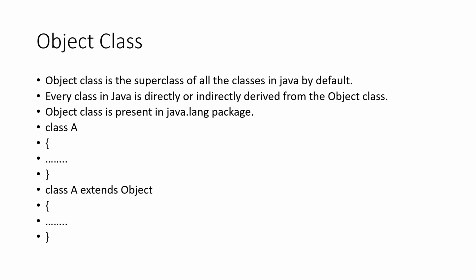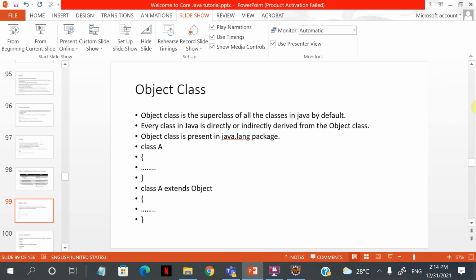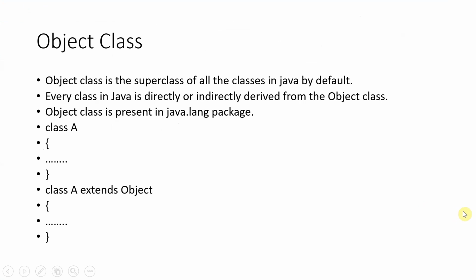Object class is basically the super class of any class in Java by default. Any class that you create, every class. So basically object class is the super class of all the classes in Java. All classes are directly or indirectly derived from the object class. Object class is present in the java.lang package. Okay, it is by default included in any program that you have created.